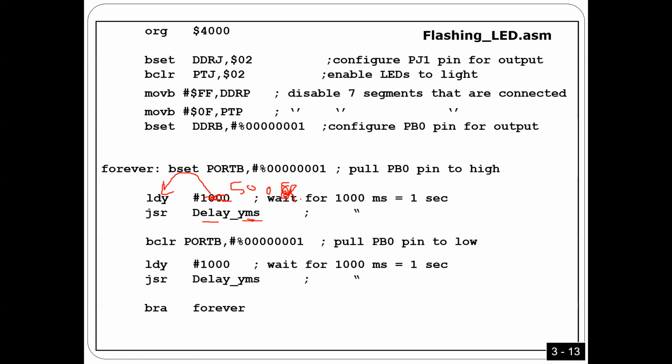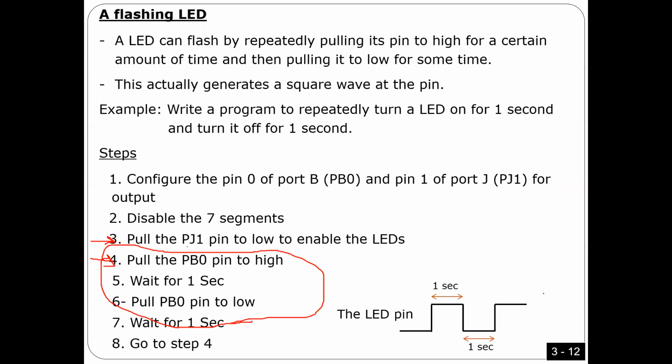You can just play with this number to make the flashing faster or slower. Not only that, it means you can generate a square wave easily. This square wave can have different frequencies, as you will see later, very easily. Just play with this number, this delay, right?